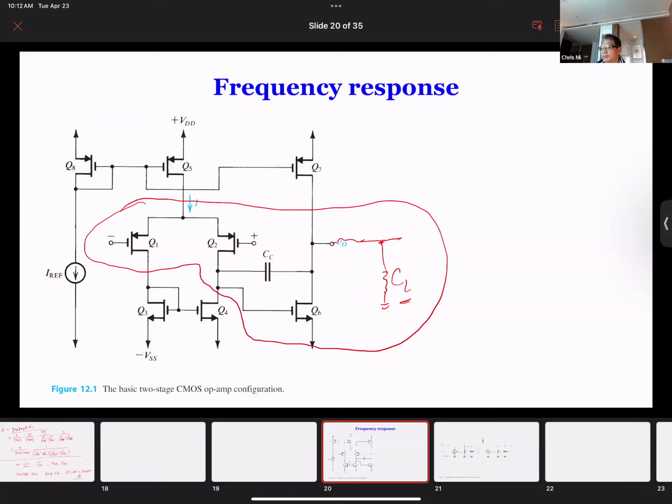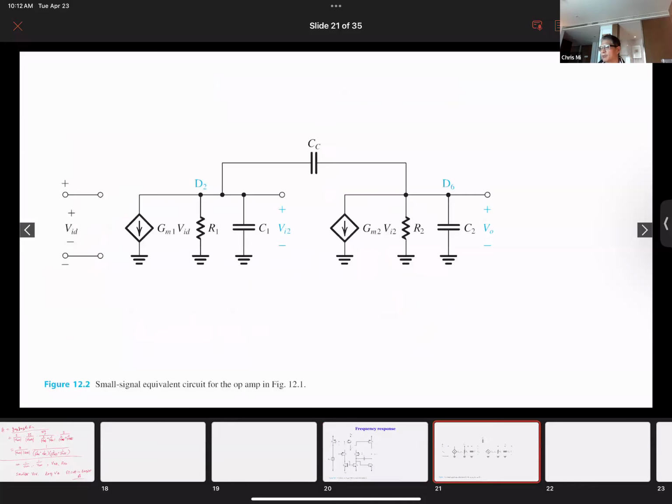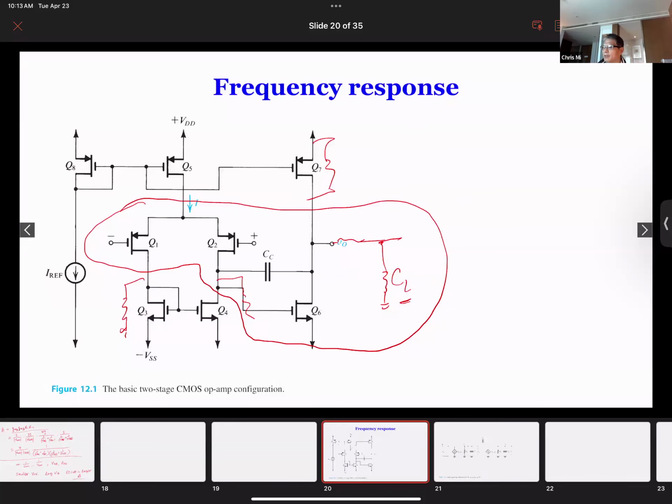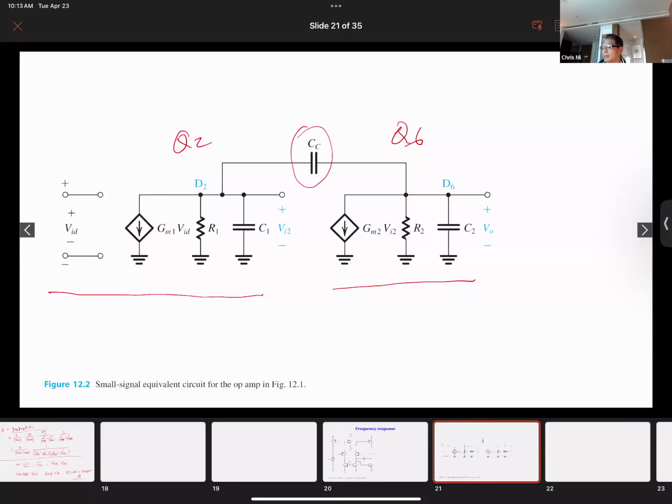Of course, the resistance, like this one here, is going to be included, and this resistance will be included. And when we include this resistance, we can draw the small signal equivalent circuit very easily. So this is the input side, and this is the output side. We already drew it before. So the input side, we only represent it with the half circuit. And for the Q6, here we use Q2. And between Q2 and Q6, there's capacitor CC. So that's this capacitor over here.